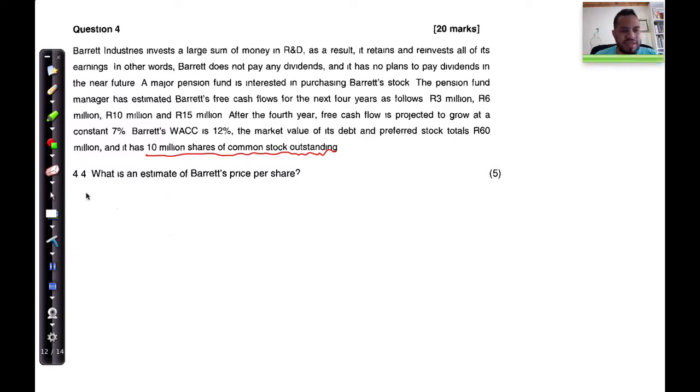It's going to be the value of stock, or let's just call it equity, is equal to the total value of the firm, or the value of operations, minus the debt, right?